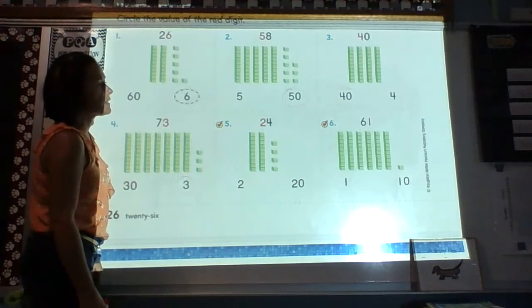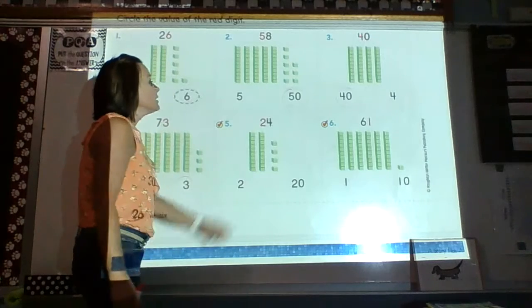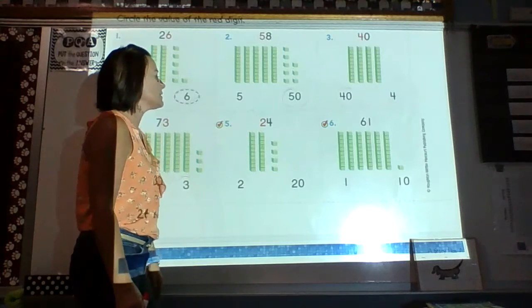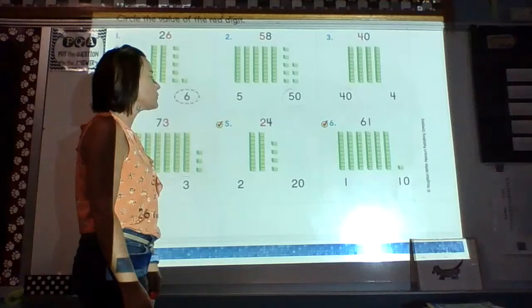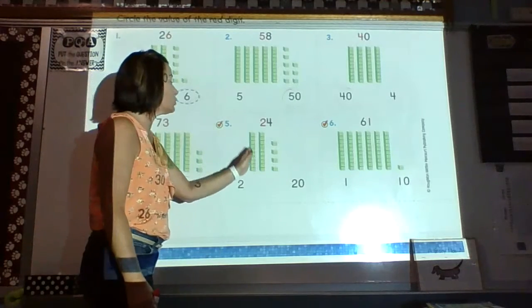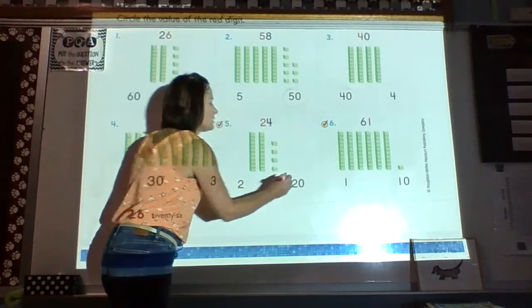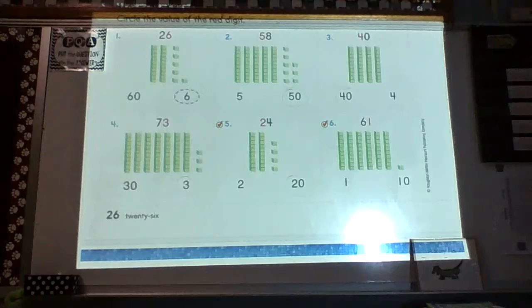So I don't have to scroll up there because I don't want to run back there to the projector. The 2 is in what place? The tens or the ones? The tens place. So I know that's 2 groups of 10. 2 groups of 10 equals the number 20.